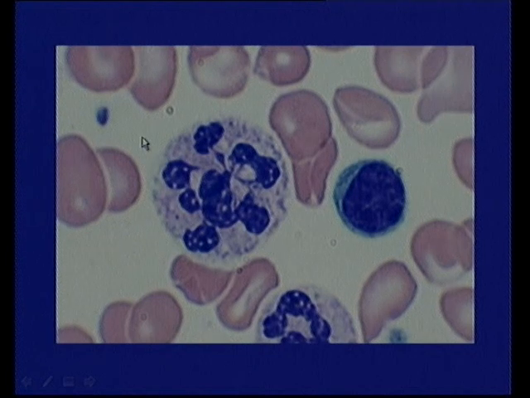Right, this is, no, she is absolutely right. It's a hypersegmented neutrophil. A single neutrophil with so many segments. Diagnosis? Megaloblastic anemia. If you are able to see even a single hypersegmented neutrophil, it is enough for you to make a diagnosis of megaloblastic anemia. So this is an example of a hypersegmented neutrophil.